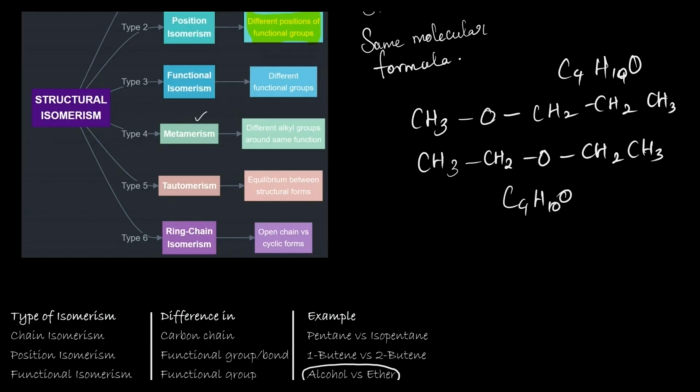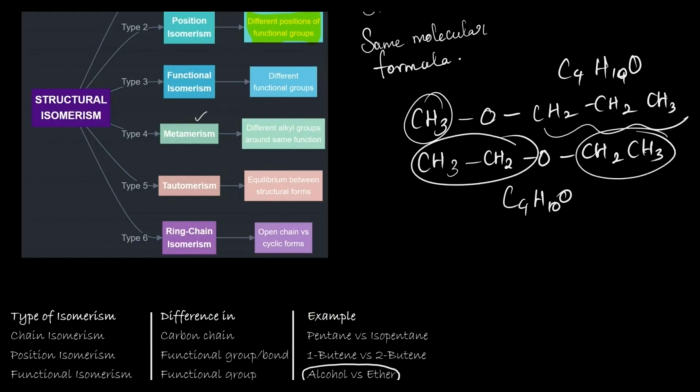But the alkyl groups attached to this functional group differ. Here I have methyl, on this side I have propyl. Here I have ethyl, on the other side I have ethyl. So please be careful with that. Next, that is tautomerism.